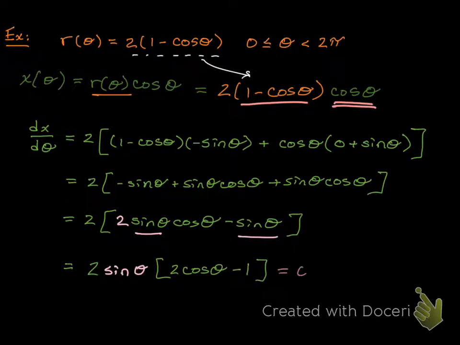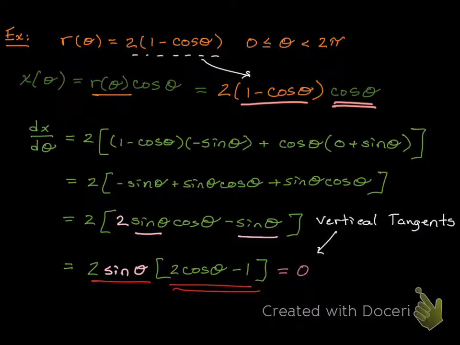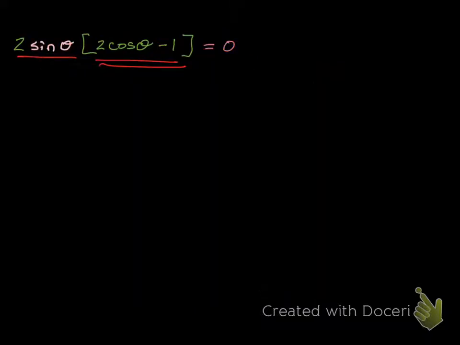I notice that sine of theta is a like term there. I'm going to factor that out, because then I can solve it a little bit easier. And remember, when I set dx/d theta equal to 0, I get vertical tangents. Factoring that expression on the left-hand side, I'll be able to set each factor equal to 0. So let's recopy that down. I have sine theta times 2 cosine theta minus 1, all equal to 0. And I'll set each of those expressions equal to 0.